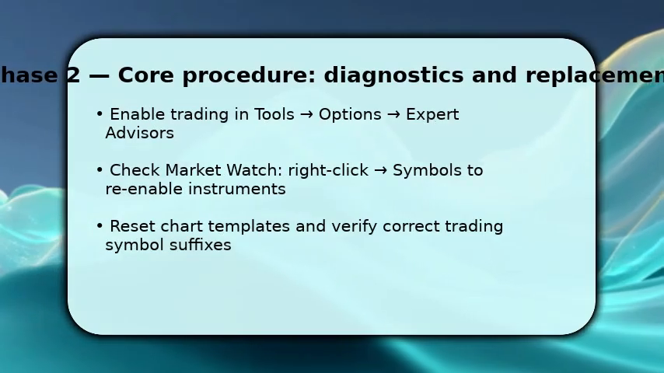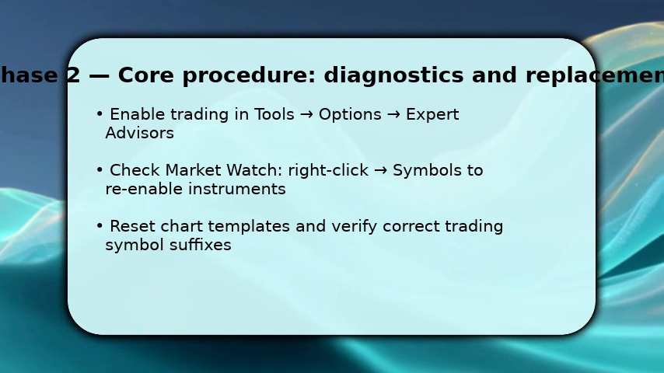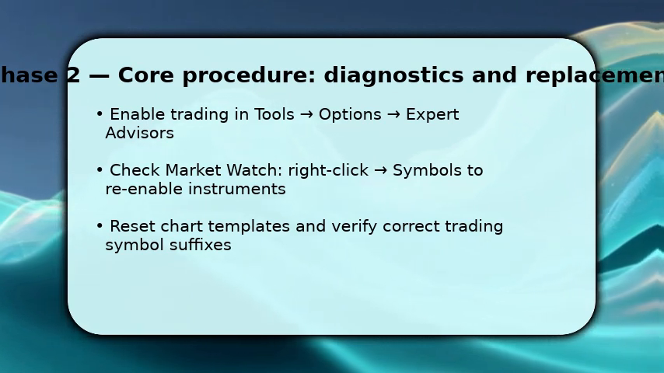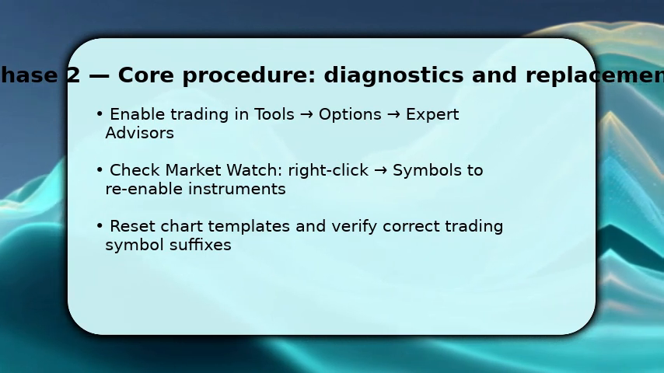Next, address platform-level causes that block trading. Open Tools > Options and enable manual trading and automated orders. This controls whether Mt5 sends trade requests.